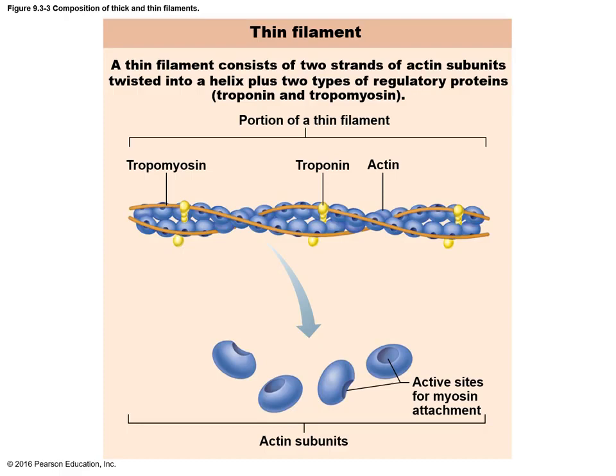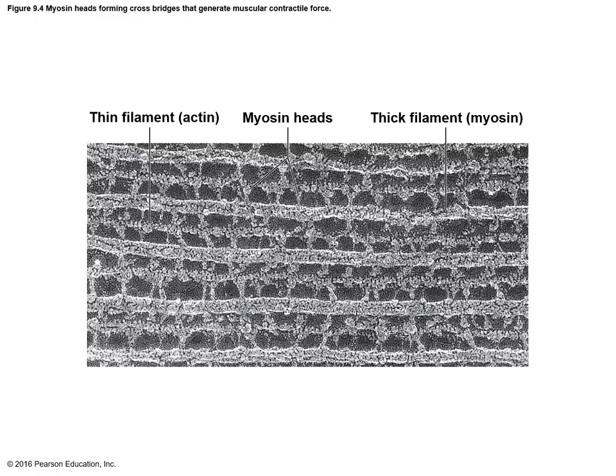But at rest, you don't want muscle contraction to occur, so you don't want those active sites exposed, so you cover them up. How? With the tropomyosin. And the troponin is going to help hold it into place. And this is a really cool picture of the myosin heads, the thick filaments, the thin filaments, and the cross bridging that you see occurring.